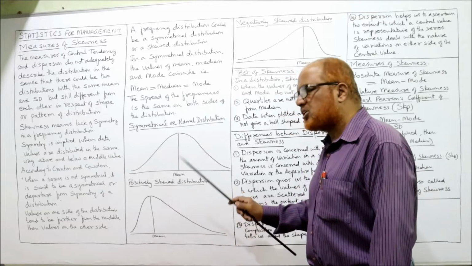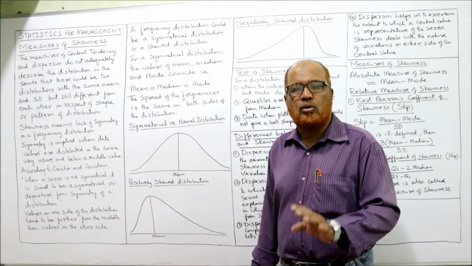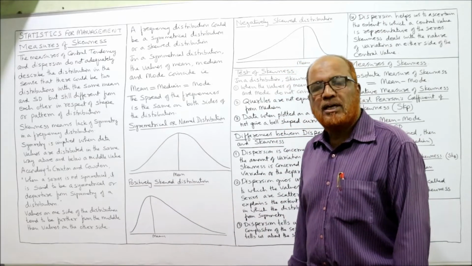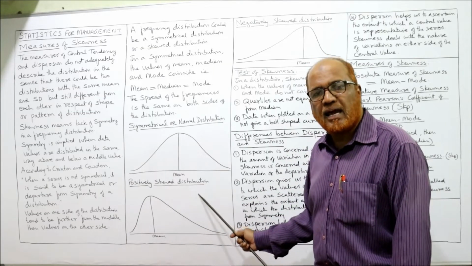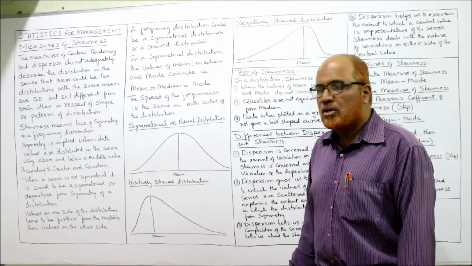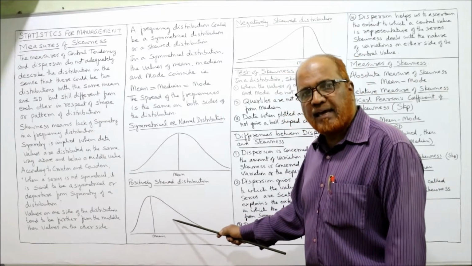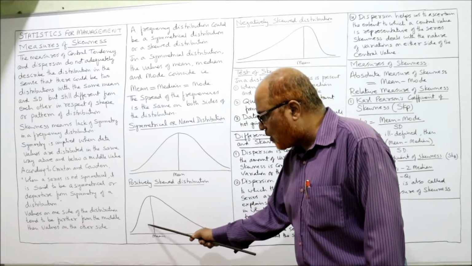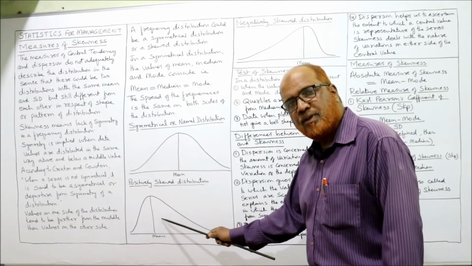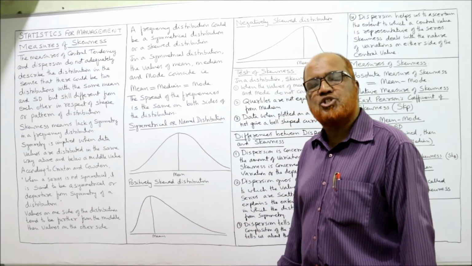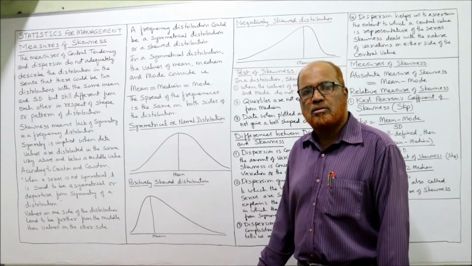Now the positively skewed distribution. Lack of symmetry means skewed. In positively skewed, the number of items on the left side is less and on the right side is more. So the shape of the curve will be like this. You can clearly observe from the diagram that on the left side the area is very small, whereas on the right side the area is large. If you get this type of distribution, then you should say it is a positively skewed distribution.